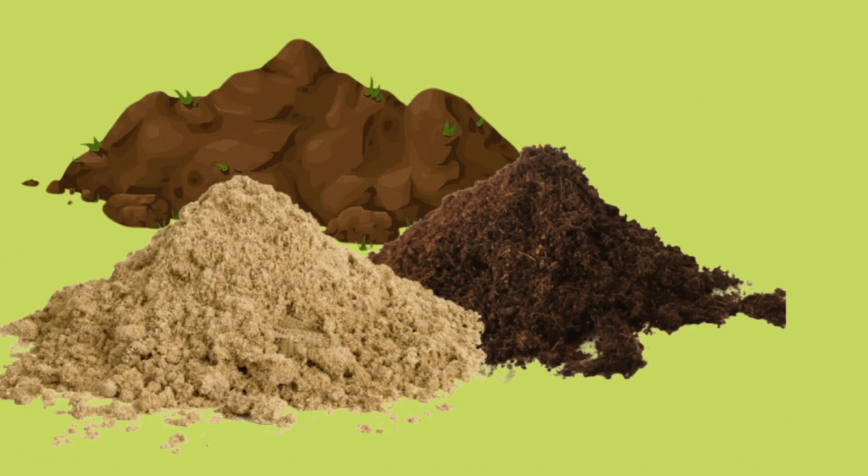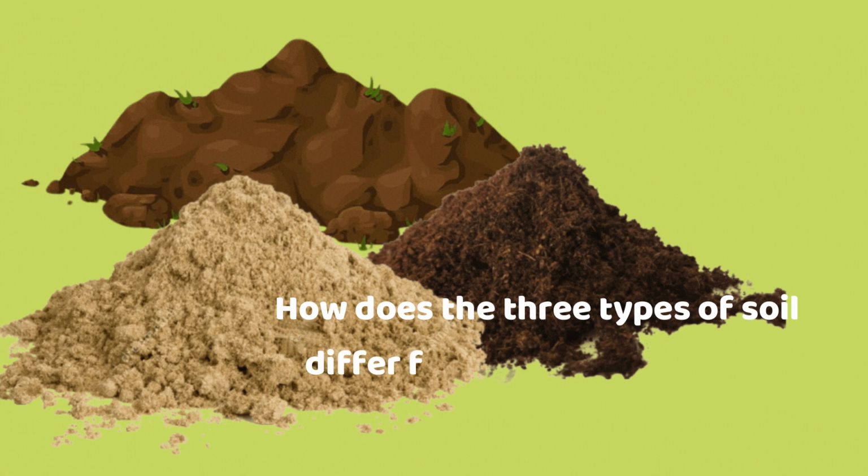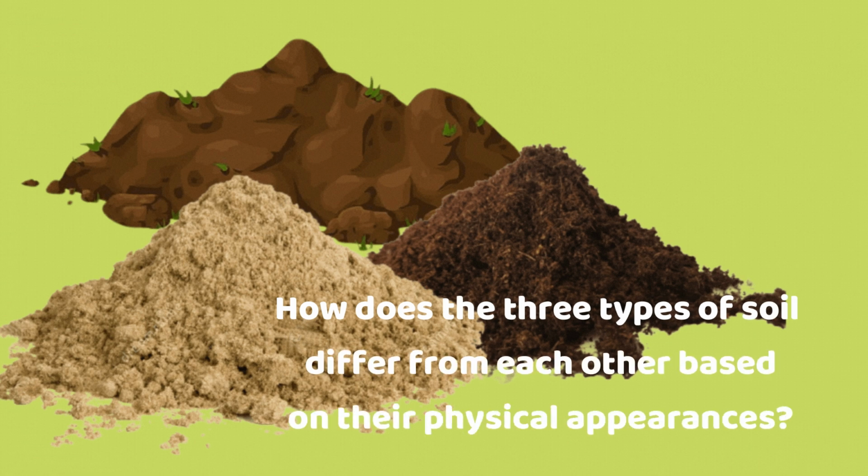Last, let us take a look at the pictures of soil. Observe how the 3 types of soil differ from each other based on their physical appearance, such as the color, the texture, the particles, and the ability to absorb water.